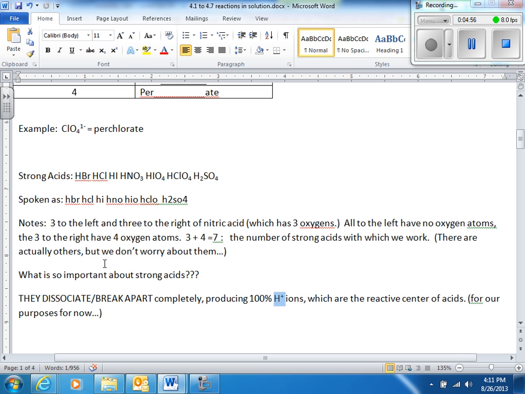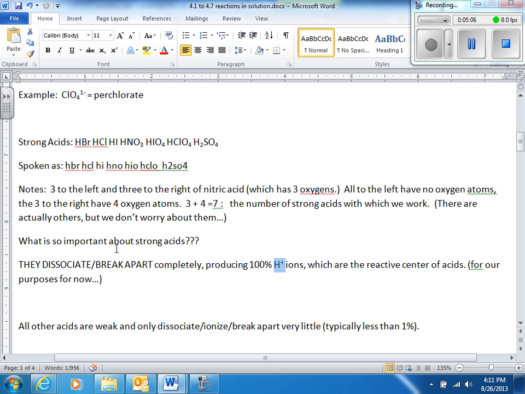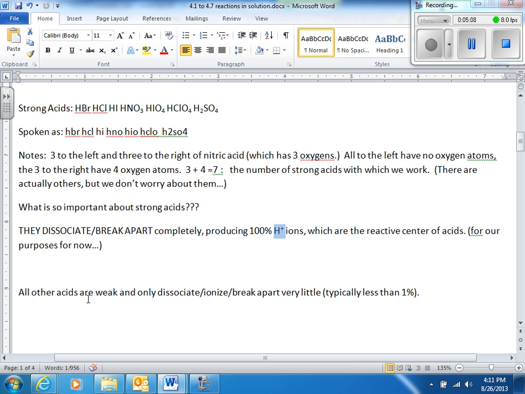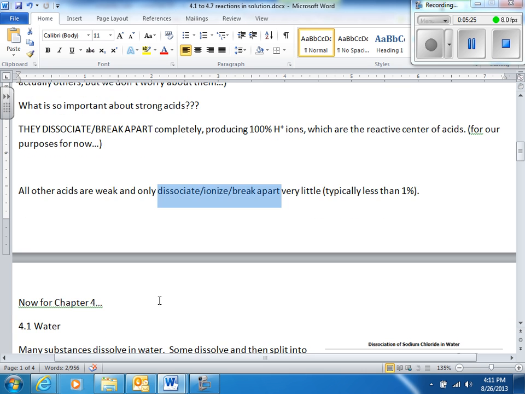But what we care about is this H+. Well, if you split completely so that all the HBr become H+ and Br-, you're a really strong acid because all of your H's are going to be present as H+. All other acids not included in this list right here are weak, and they only dissociate, ionize, break apart very little, less than 1%. Now these words, dissociate, ionize, break apart, are interchangeable. We'll be using that vocabulary all throughout the year.